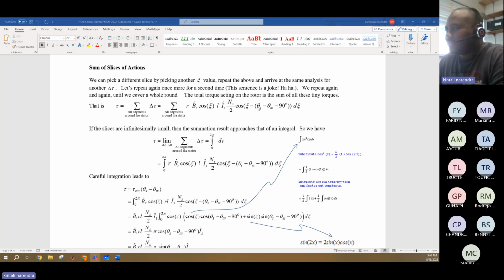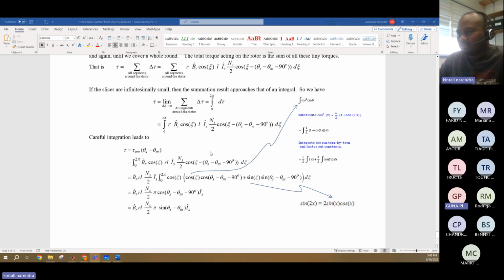Theta P is nothing but theta S. Theta P is when you're considering each phase, like considering there are three different phases. But when you're doing the derivation from 0 to 2 pi, you'll change it to theta S, which is defined as the angle of the stator.